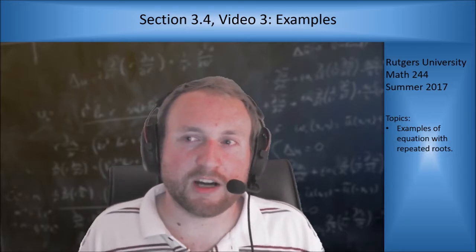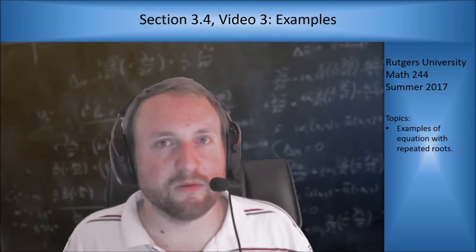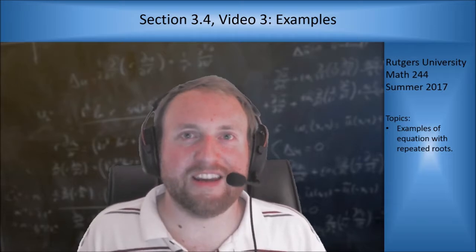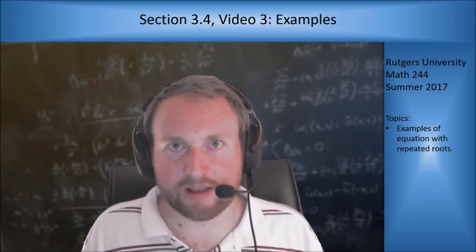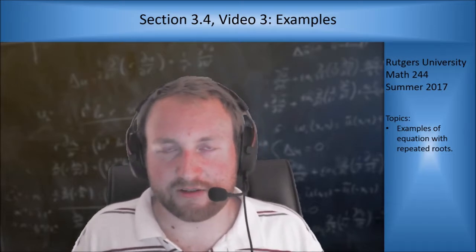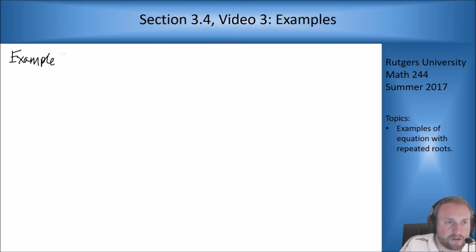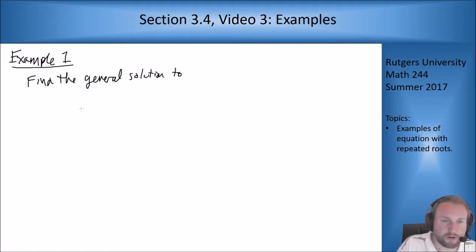So in this video we're just doing a couple examples of solving equations with repeated roots for second order linear constant coefficient homogeneous equations. That's a lot of words. But anyway, let's go ahead and jump right on into it. So example 1 is find the general solution to y double prime plus 4y prime plus 4y equals 0.